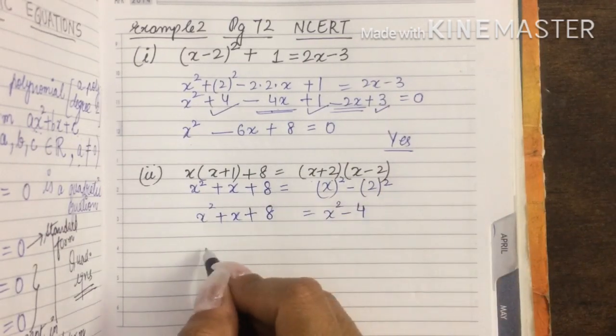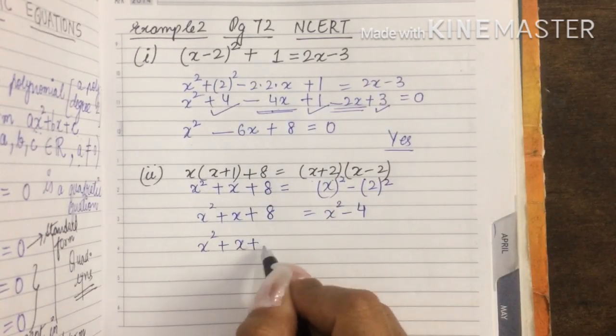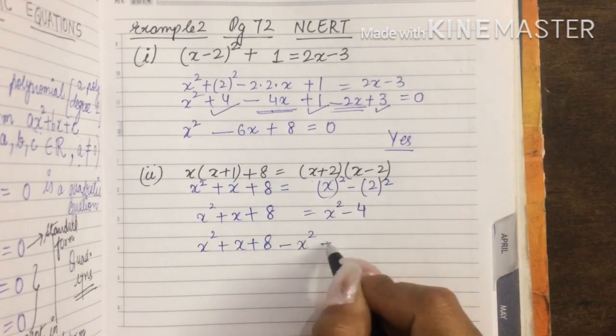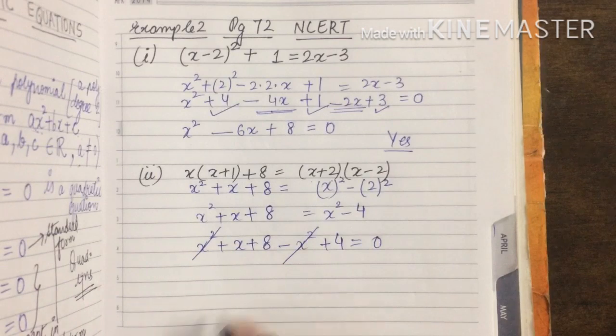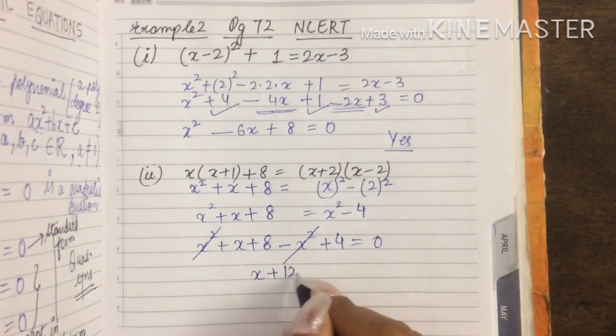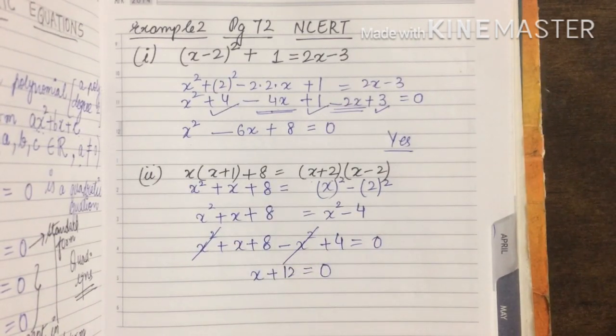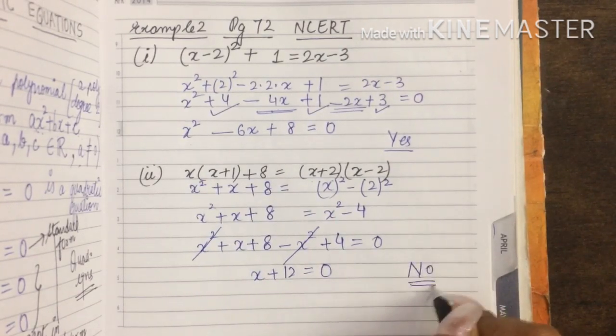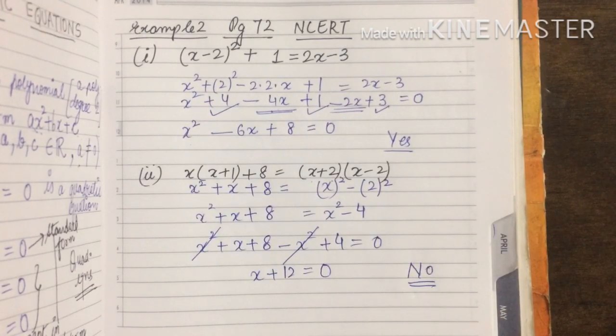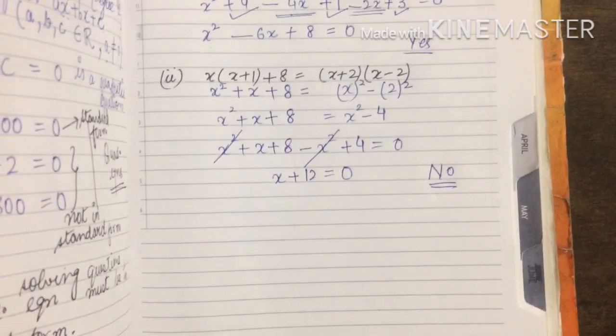Now let's bring all terms to one side. Minus x square plus 4 equals 0. Now x square gets cancelled. I am left with x plus 12 equals 0. Is this a quadratic equation? No, I don't have a term with square power. So this is not a quadratic equation. Let's do third part.